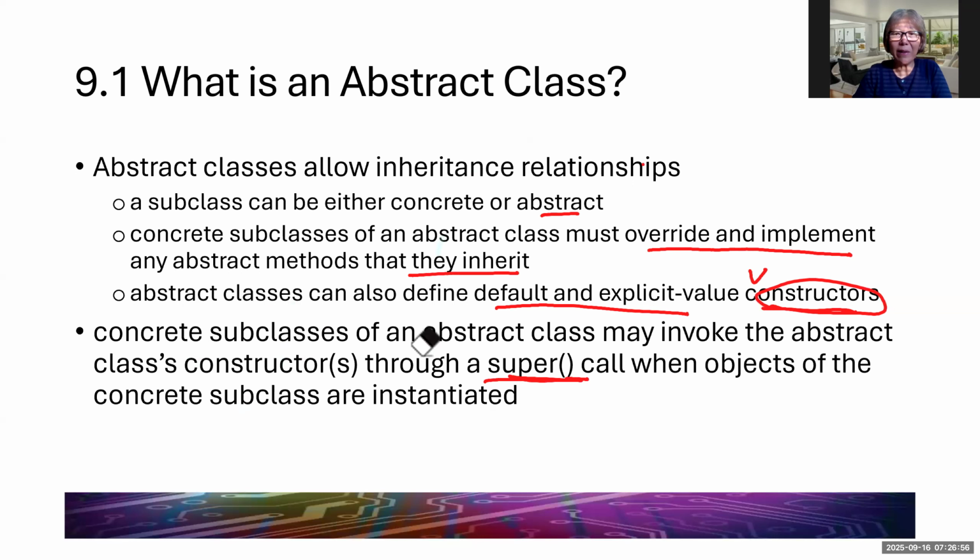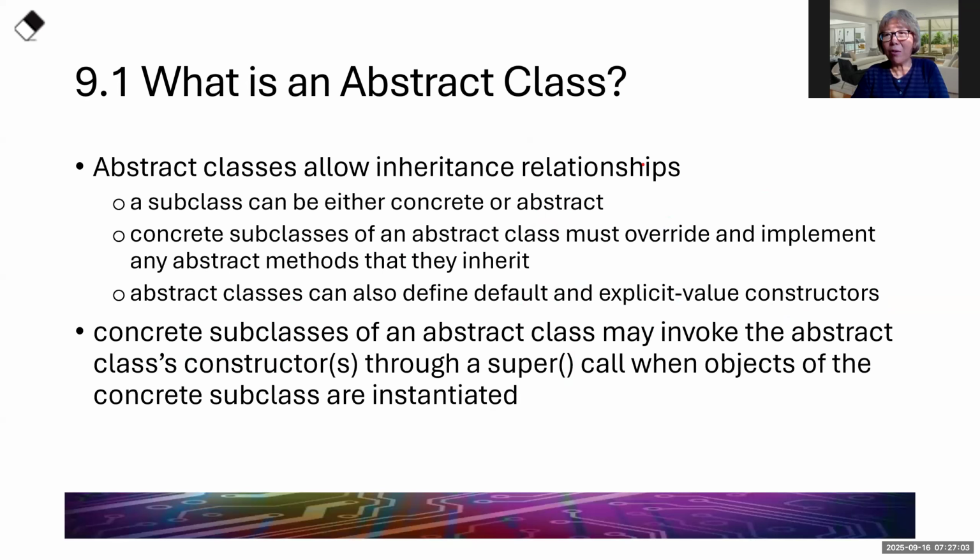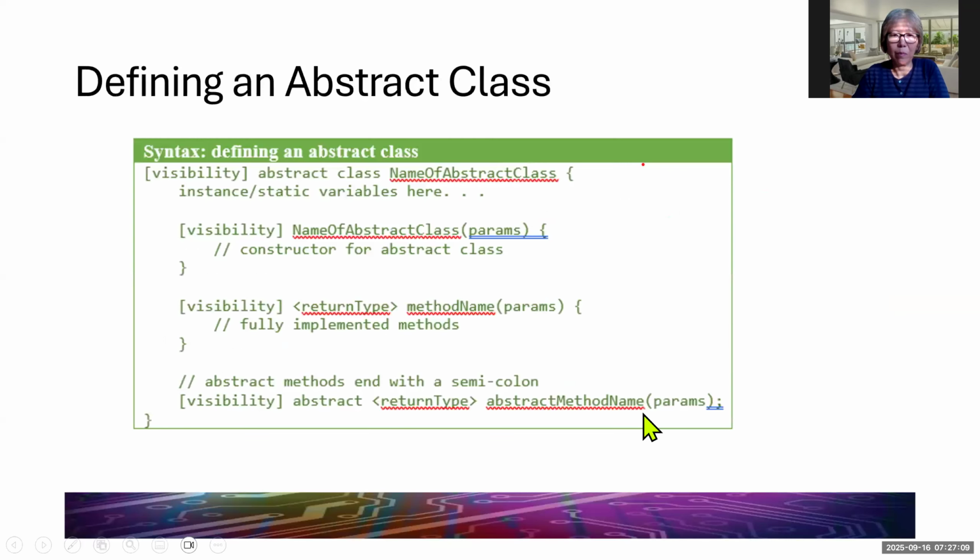So here the idea is that an abstract constructor can be called in a concrete subclass using that super call. Well, let's take a quick look at the syntax for an abstract class.